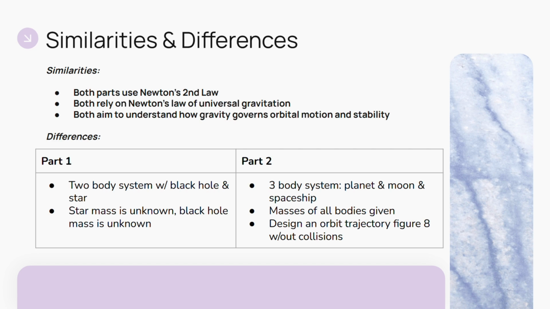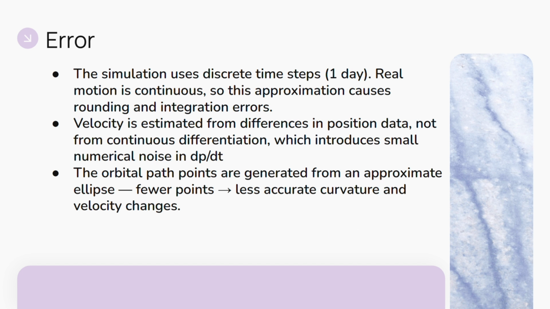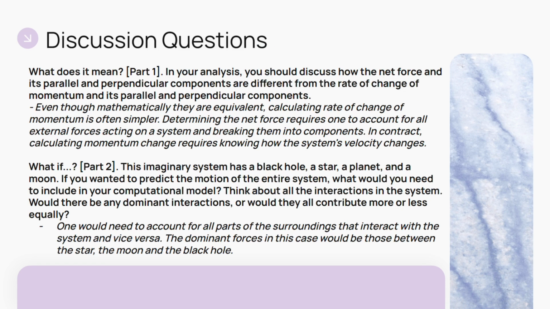Similarities and differences between part 1 and part 2. Similarities: both parts use Newton's second law, and both rely on the universal law of gravitation. Differences: 2-body system versus 3-body system; the star mass is unknown, while the masses are all known. Error: the simulation uses discrete time steps. Velocity is estimated, and orbital paths are generated from an approximate ellipse.